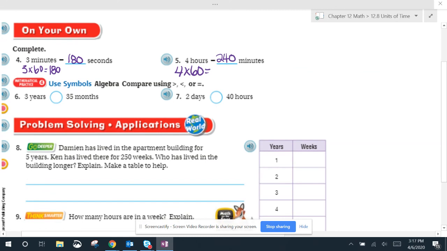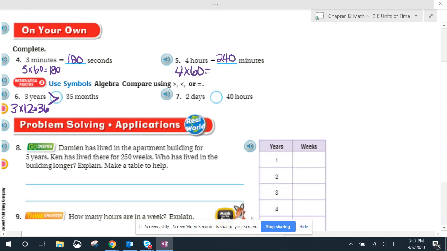Okay, 6 and 7. This time I'm going to be comparing using greater than, less than, or equal to. So I have to know which one is more, 3 years or 35 months. Well, in order to figure that out, I need to change years to months. So I'm going to multiply 3 times 12, 36. So 36 months versus 35 months. 36 months is greater.